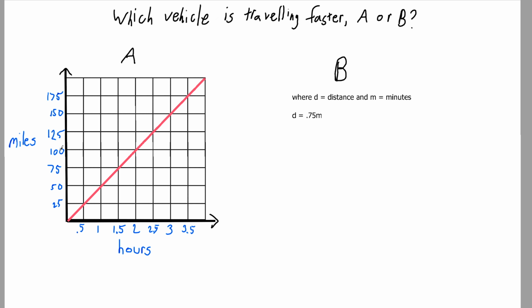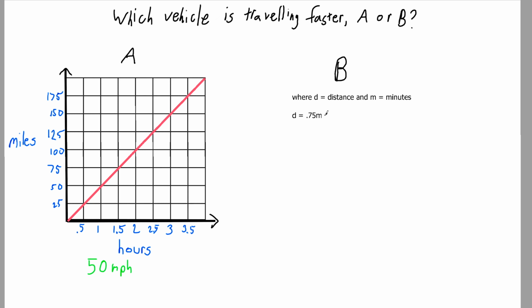Let's start with the graph A. So we see that the time is represented on the x-axis down here, and that in 1 hour we go straight up from 1, and where we intersect with the line we go over to the left to see how many miles we've traveled in 1 hour, and it's 50. So this one's pretty straightforward because the time is already in hours, and this vehicle A is traveling 50 miles per hour.